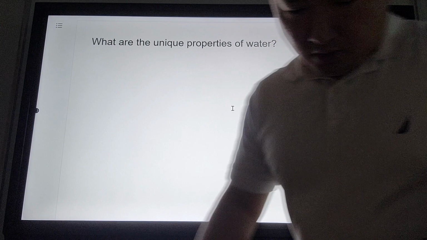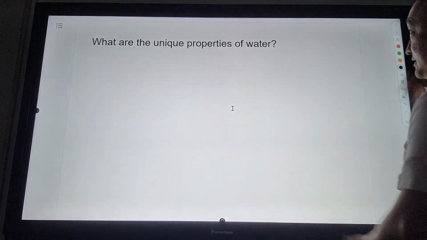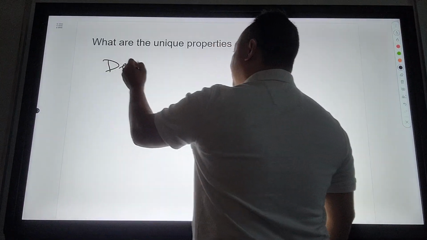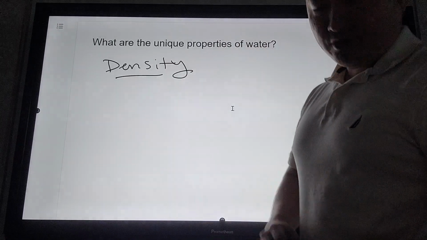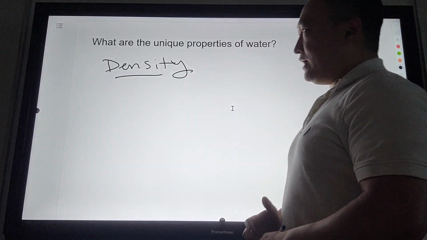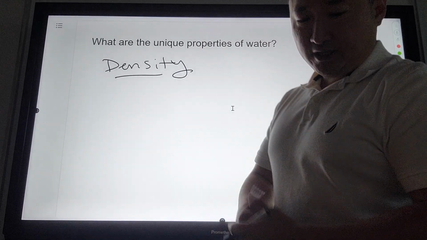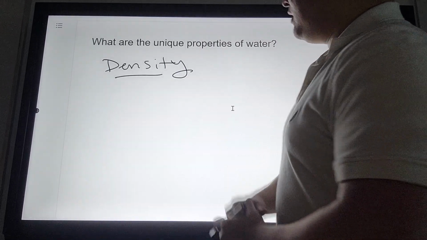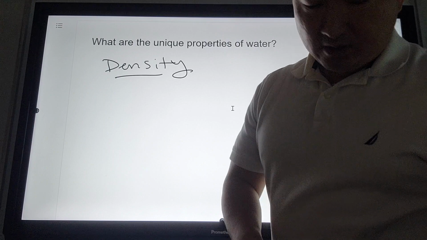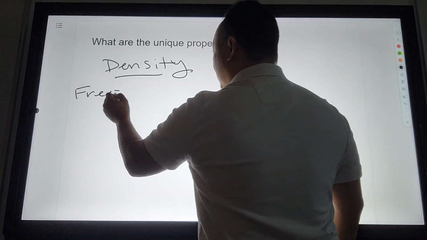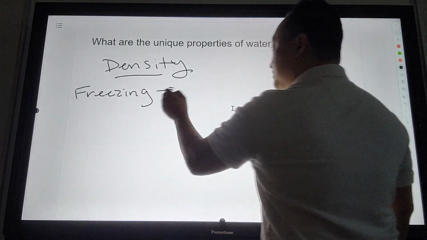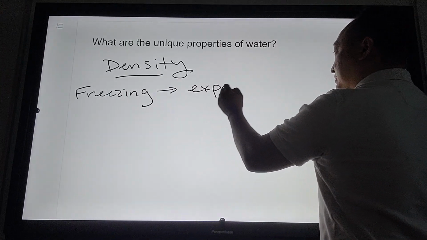So we got two more. Next one is the density of water. All right, so water is very unique. Most things, when they freeze, contract. But when water freezes, it expands, and that's very unusual. So freezing causes water to expand.